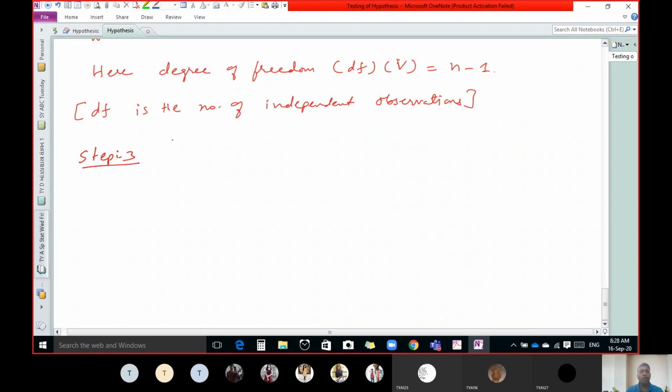In step 3, you have to write only one sentence, that is level of significance. Level of significance is denoted by alpha.